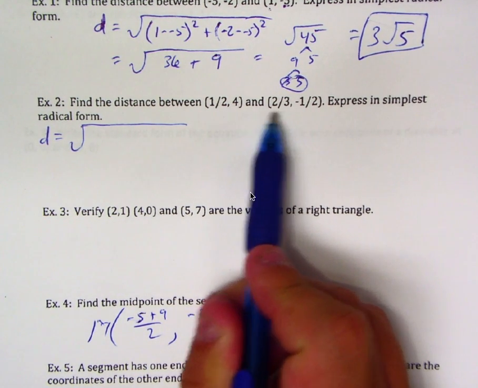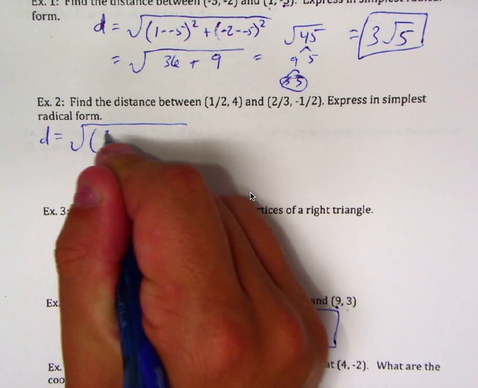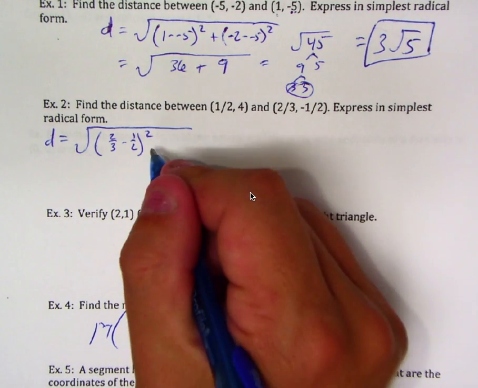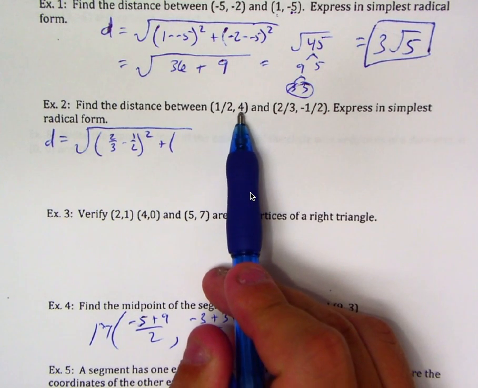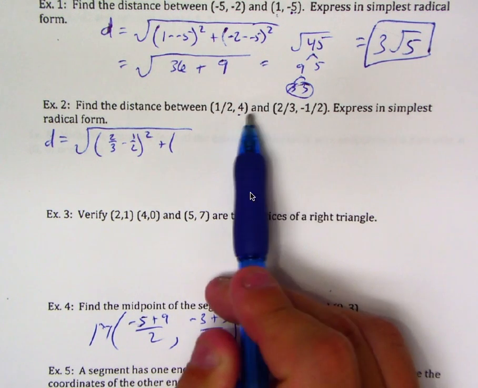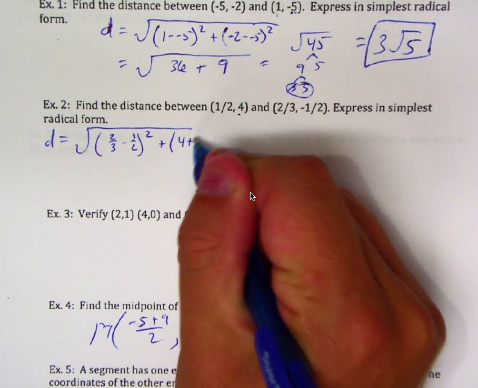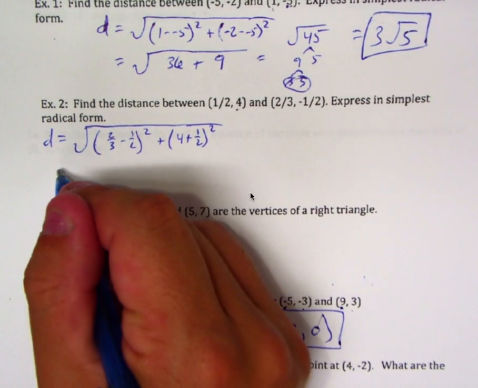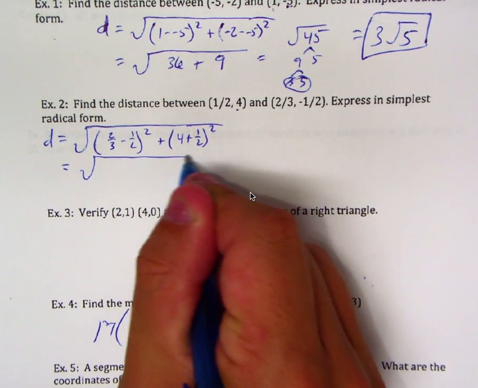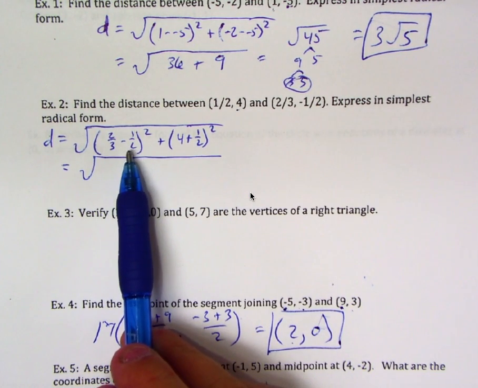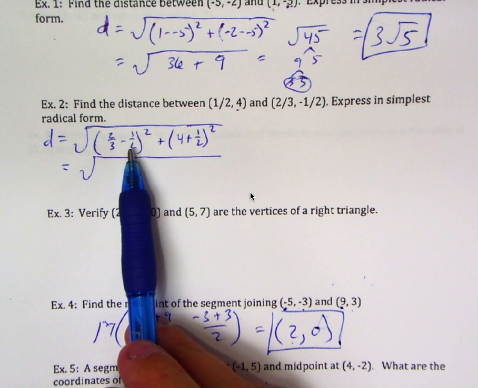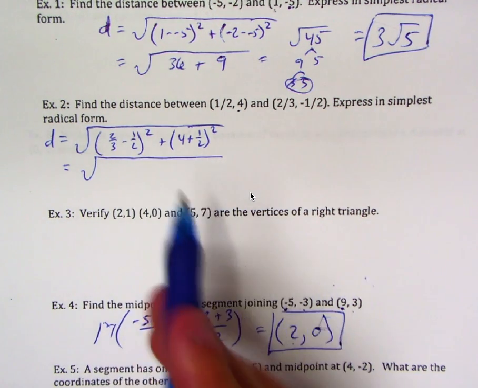So I'm going to do 2/3 minus 1/2 squared. Plus, now I'm going to do the y's. 4 minus -1/2. 4 minus -1/2 is 4 plus 1/2 squared. Now we just have to deal with some fraction work, which is fine. We can't be scared off by fractions. So 2/3 minus 1/2, we have to get common denominators. So 2/3 would be 4/6. 1/2 would be 3/6. So 4/6 minus 3/6 is 1/6.